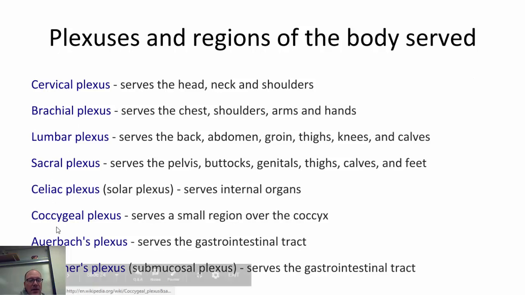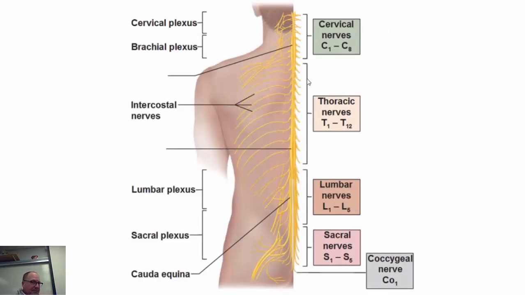But there is a celiac plexus. There's a coccygeal plexus. There's also the Auerbach's plexus, and then, of course, the Meissner's plexus, that have also been named and mapped. Let me show you some diagrams.